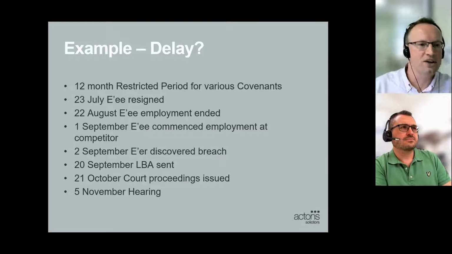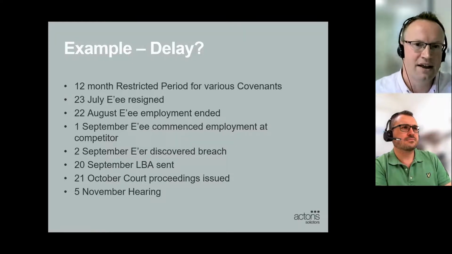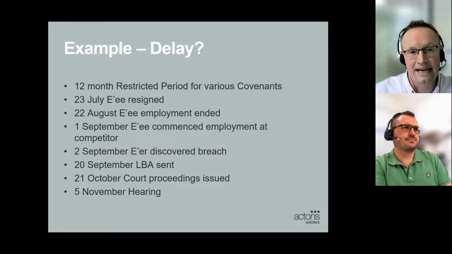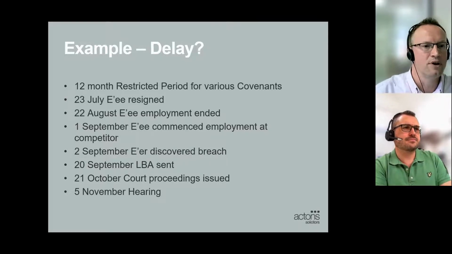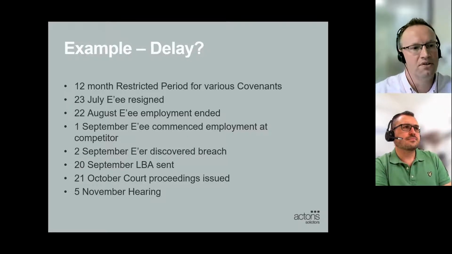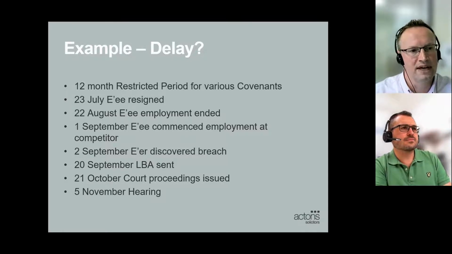So the chronology was: on the 23rd of July, the employee resigned. And then a month later, the employee served out the month's notice period and their employment came to an end. For what it's worth, the employee was put on garden leave on the 6th of August.